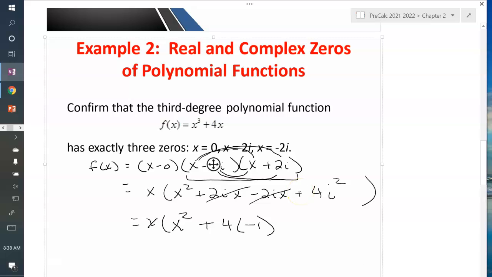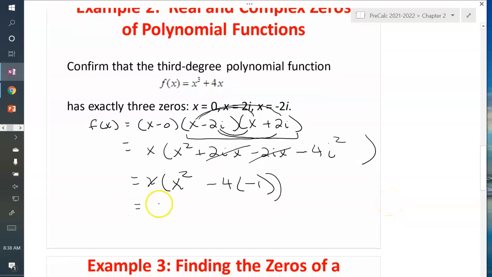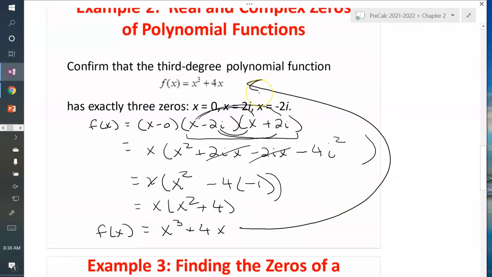Wait a minute, I got a mistake in here. Right here, I have a negative 2i times a positive 2i. So that's a negative 4i squared. So this is negative 4i squared. And that gives me x times x squared plus 4, and then do your last distribute, x cubed plus 4x. Boom. We've now confirmed that they're the same thing. Okay?